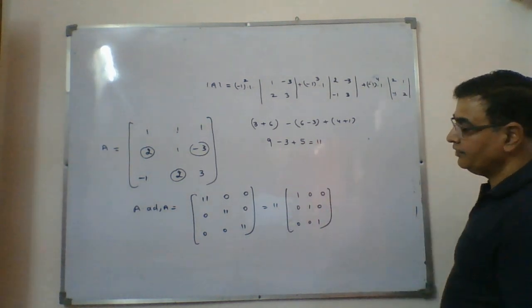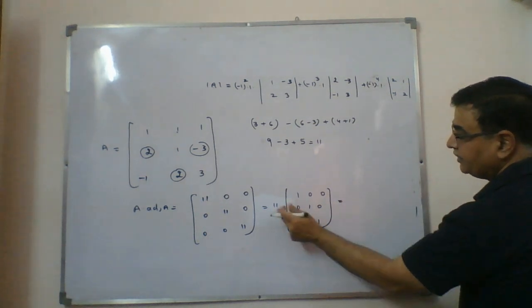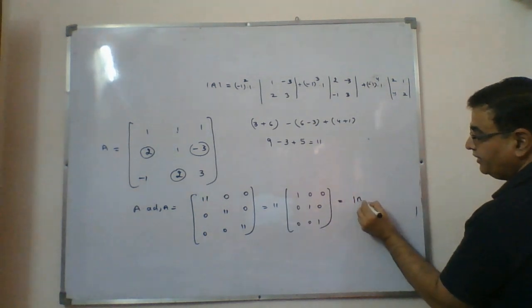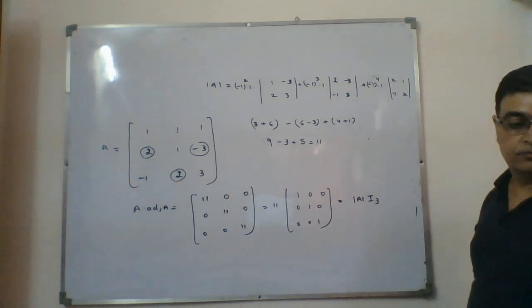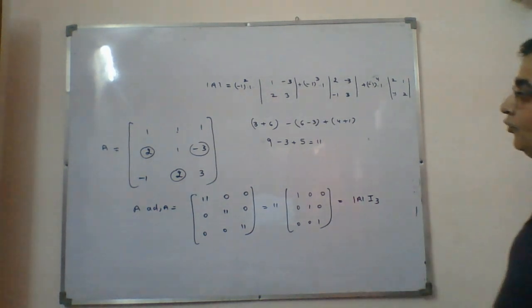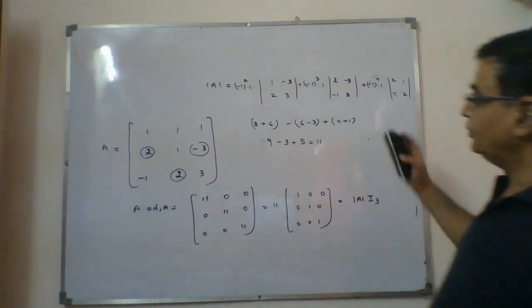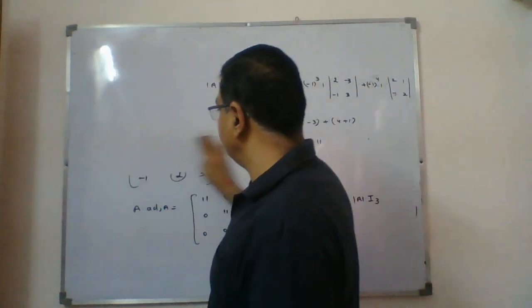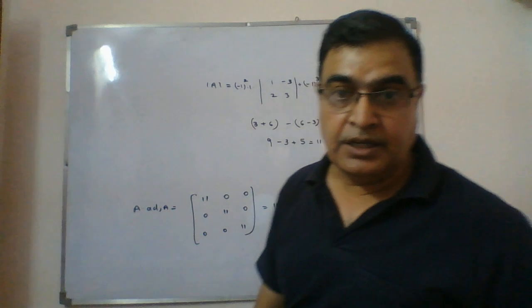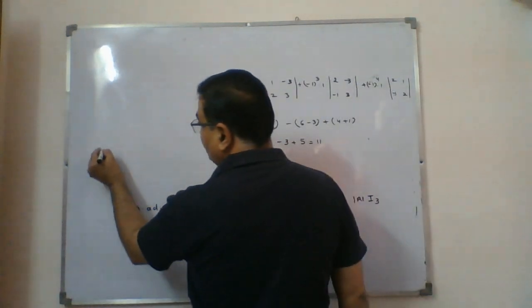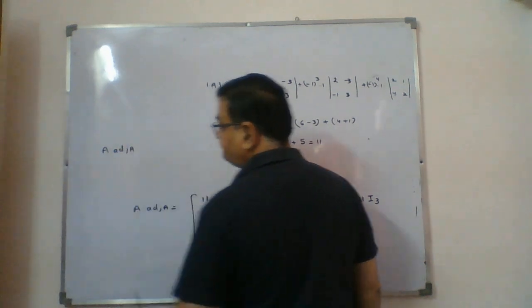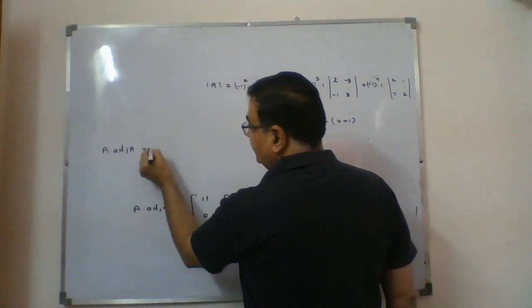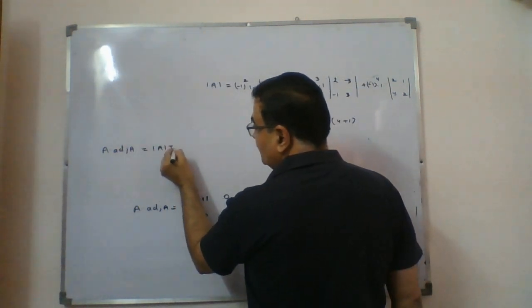So what you get in this case is that this equals determinant A, and this will be I3. So one theorem we now got. What does that theorem say? The theorem says that if you multiply A with adjoint of A, we get determinant A into In.